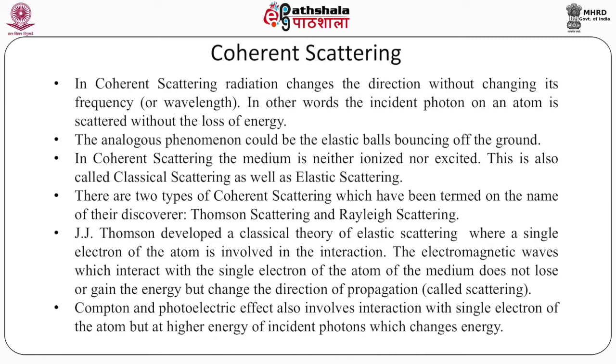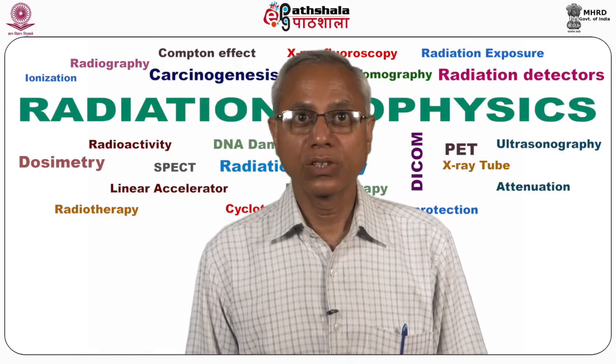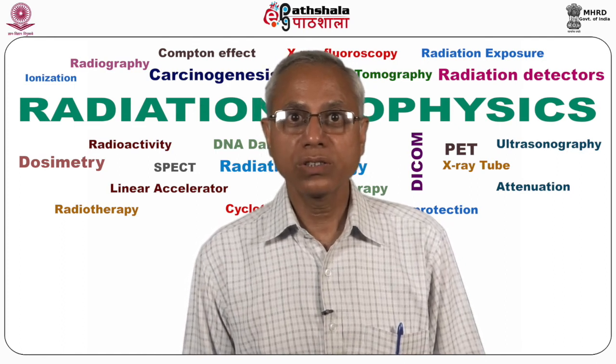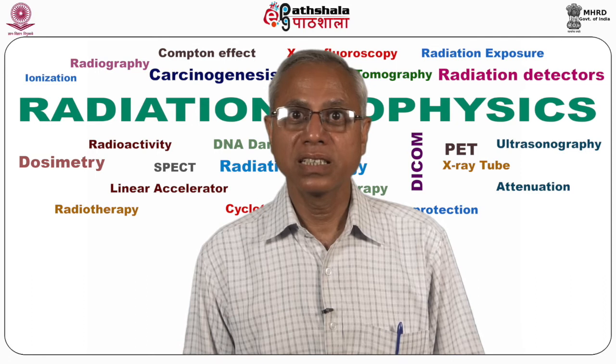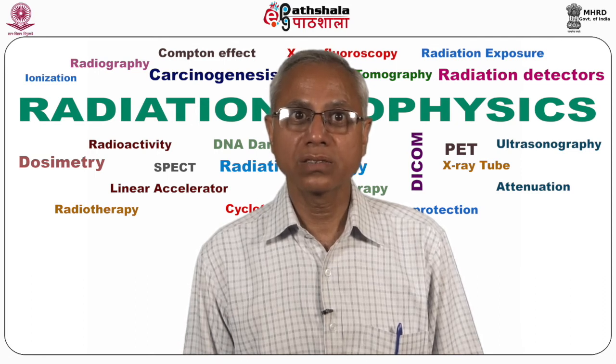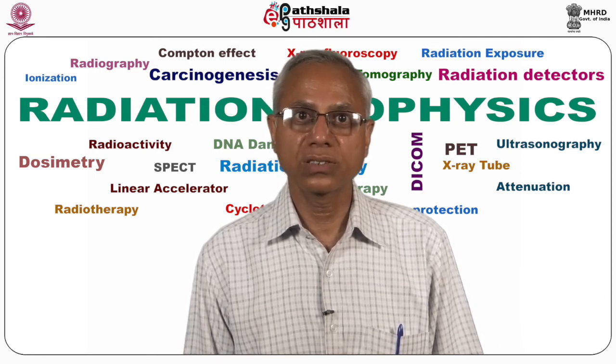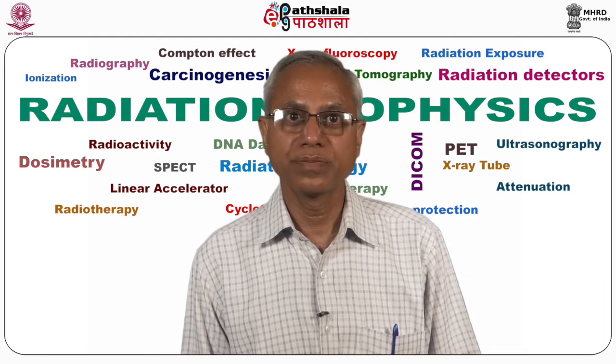Compton and photoelectric effect, on the other hand, also involve interaction with a single electron of the atom of the medium, but at higher energy of the incident photons, which changes energy. The Rayleigh scattering, which is also a coherent scattering, also occurs for electromagnetic radiation with very low energy like Thomson scattering, but witnesses the cooperative interaction of all the electrons of the atom of the medium.